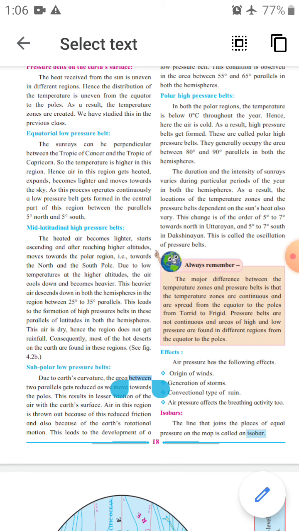And this air is dry, hence the region does not get rainfall, and consequently most of the hot deserts on earth are found in these regions.